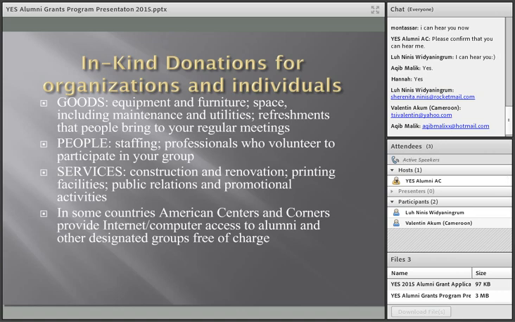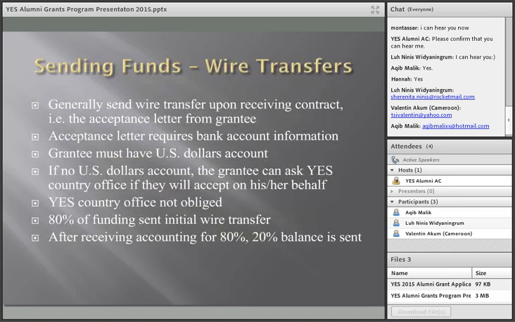Another example is people. If you have a professional who's volunteering, that's an in-kind donation. Services. You may get someone to actually come and do construction, build the shelves. Printing, for example, someone who's going to say, hey, we'll do your public relations and promotions for this project. In some countries, there are actually American centers or American corners, and they will provide internet access to alumni or other groups, and you have to find those and work with them. Ask them for their help. That might be a good resource.